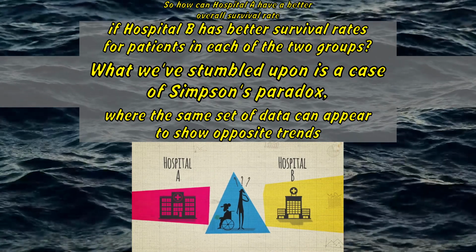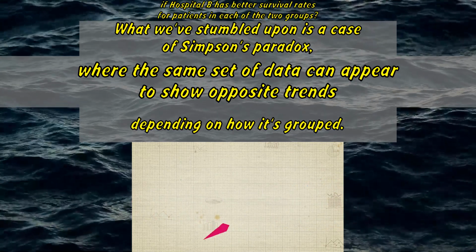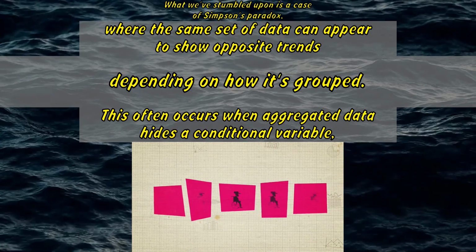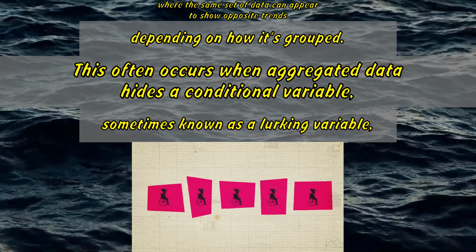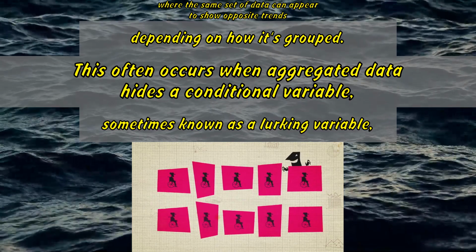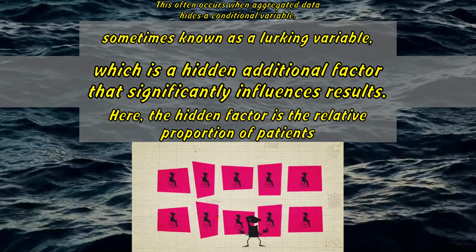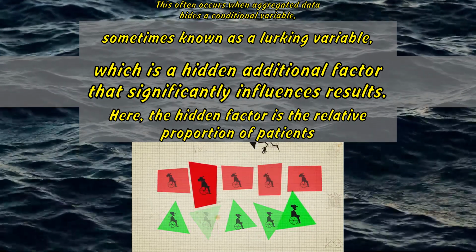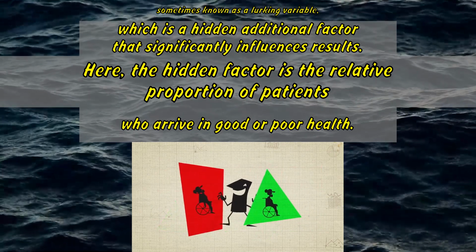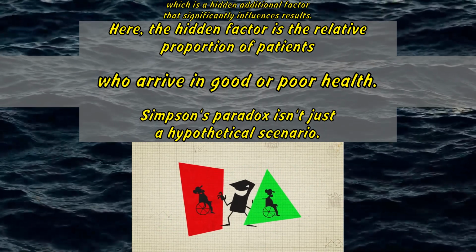What we've stumbled upon is a case of Simpson's paradox, where the same set of data can appear to show opposite trends depending on how it's grouped. This often occurs when aggregated data hides a conditional variable, sometimes known as a lurking variable, which is a hidden additional factor that significantly influences results. Here, the hidden factor is the relative proportion of patients who arrive in good or poor health.